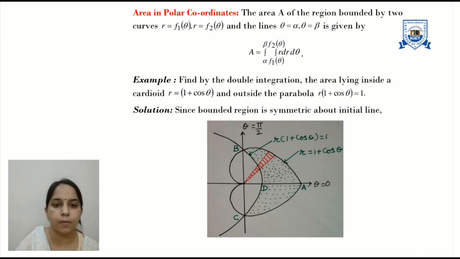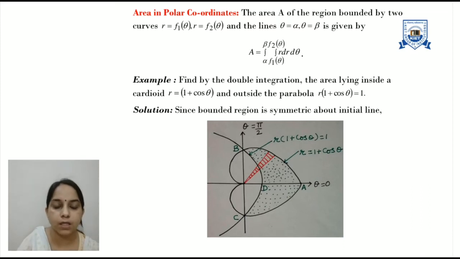So first we are to plot the region of which we are to find the area. Plotting the region, we see that the dotted portion gives us the bounded region by these two curves, and the interesting thing about the region is that it is symmetric about the initial line theta equals 0. So which is the region of integration?